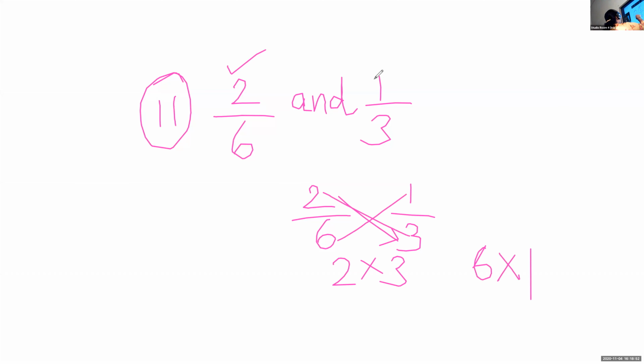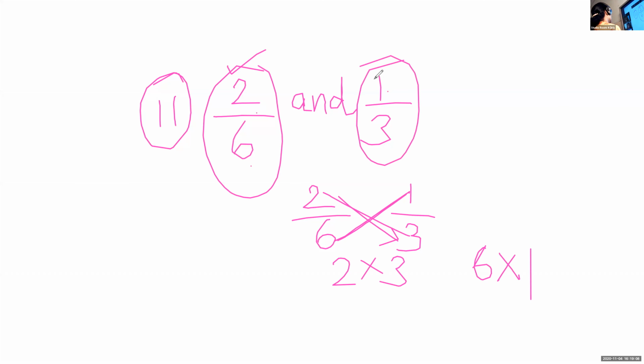So the first fraction will be 2 by 6. And the next one is 6 into 1. So how can you write 6 into 1? Here we can write 1 by 3. 2 into 3, 6 into 1. So these two are the fractions. So question number 11, how can you write? 2 by 6 and 1 by 3. Okay.